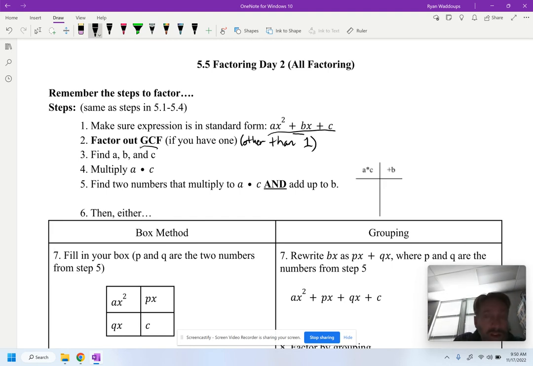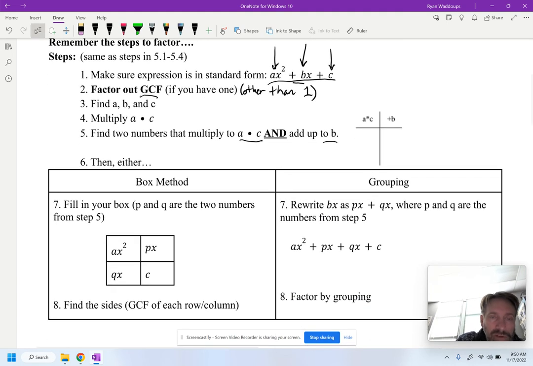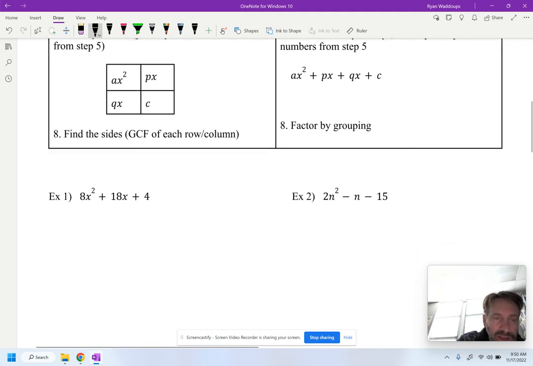And then find your values of A, B, and C. That's A, B, and C are the coefficients. So they're just the numbers in front, like the number in front of x squared is A, and the number in front of x is B, and the number that's off by itself is C. And then you find two numbers that multiply to AC and add up to B. And then you can either use the box method or you can factor by grouping. And let's take a look at what this looks like.